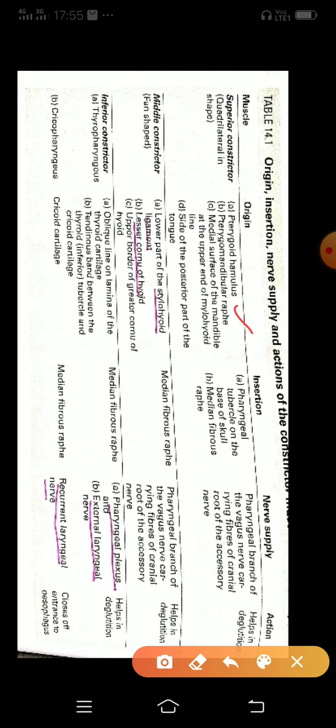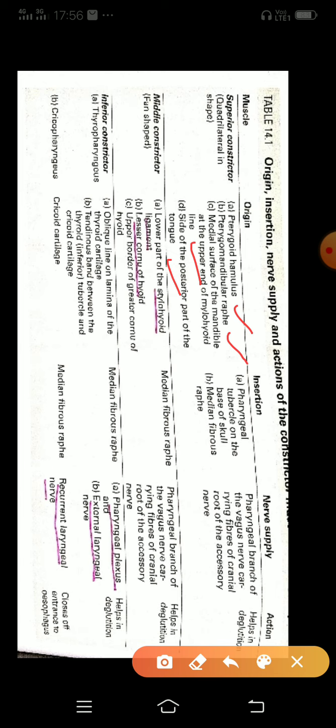Today we'll be seeing about the constrictor muscles of the pharynx. There are three types of constrictor muscles of the pharynx: superior constrictor muscle, middle constrictor muscle and inferior constrictor muscle. The superior constrictor muscle's origin is from the pterygoid hamulus, the pterygomandibular raphe, the medial surface of the mandible at the upper end of the mylohyoid line, and the side of the posterior part of the tongue.